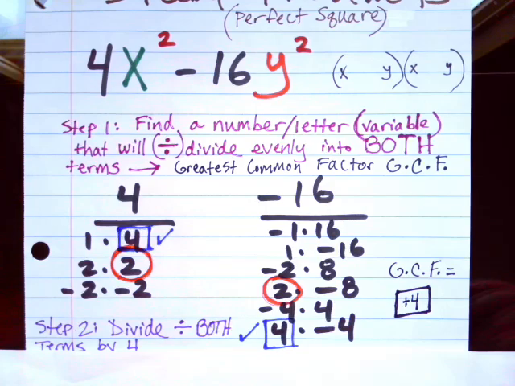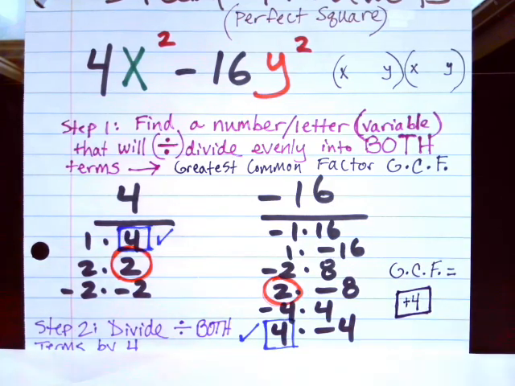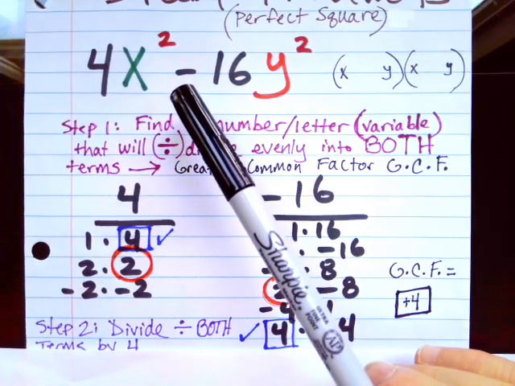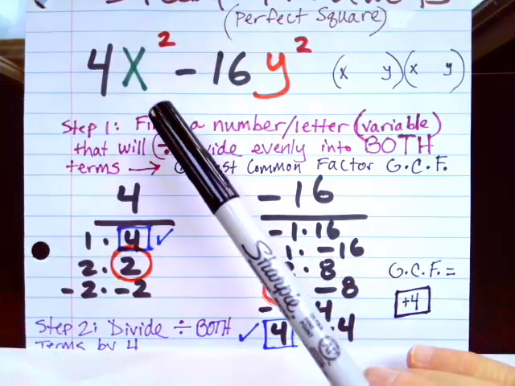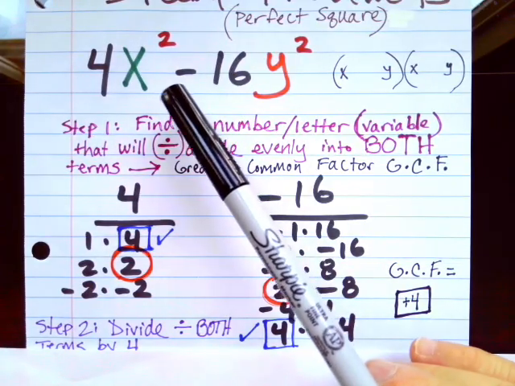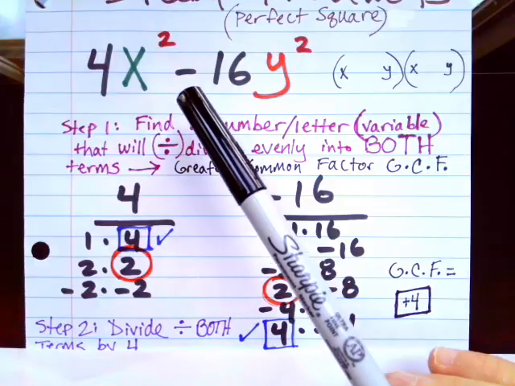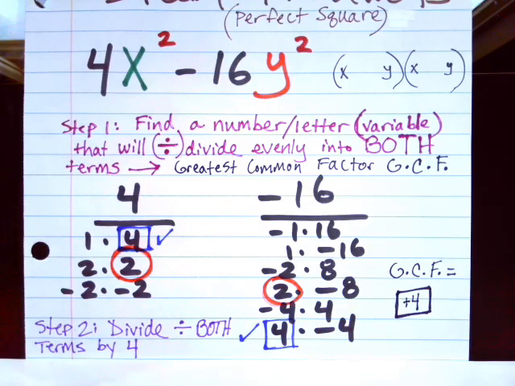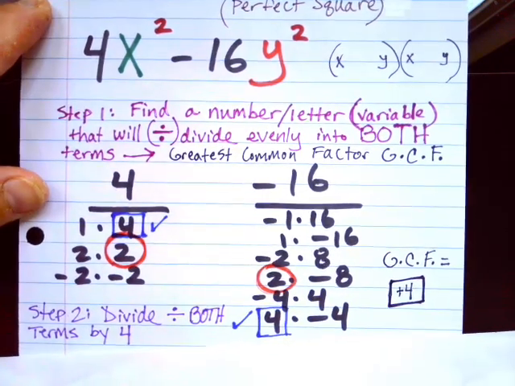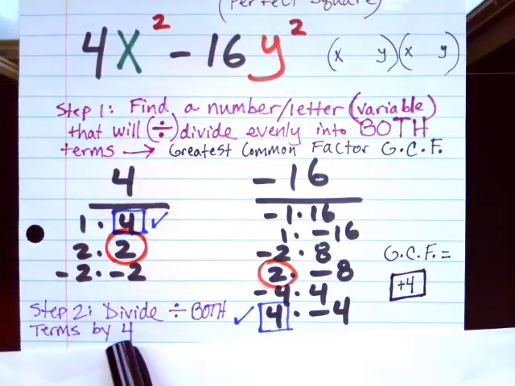A positive 4. And if you look back up here at the term, I'm looking for two numbers that would multiply to that negative 16, but add up to be 0, right? There's no x and y term here in the middle. So I'm looking at positive 4, negative 4, right? That number will divide evenly into both terms, right? That positive 4. So that's the greatest common factor.